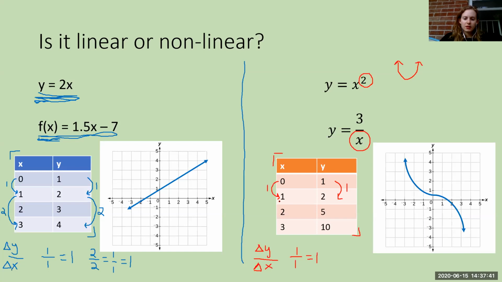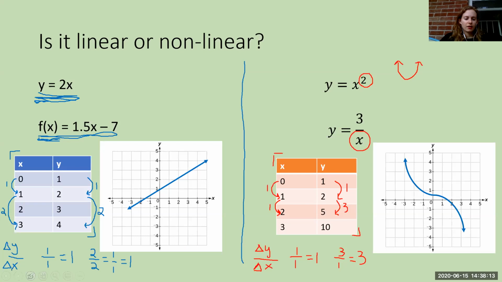Okay, now let's compare the next set. So going from 1 to 2, again, that's a change in X of 1. And then going from 2 to 5, that's a change in Y of 3. So the change in Y was 3. So now I've got this ratio of 3 to 1. If I simplify it, I get 3. And that's different, right?